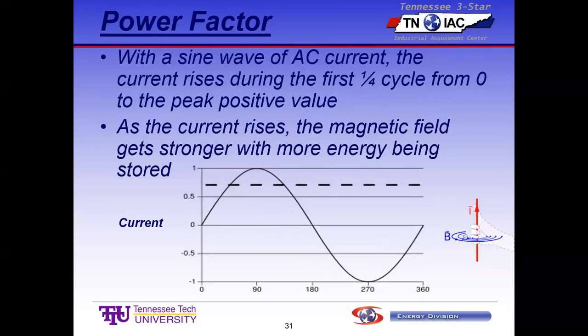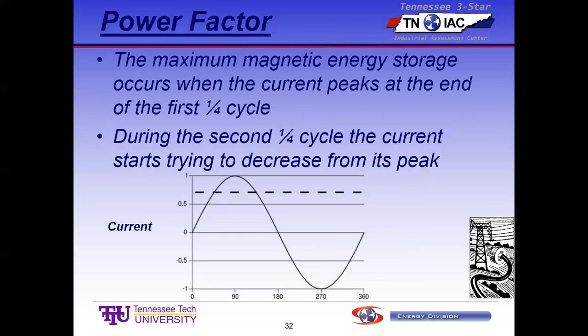So, with a sine wave of AC current, the current rises during the first quarter cycle from zero to the peak positive value. So current comes up from here to here, and as the current rises, the magnetic field gets stronger, with more energy being stored in the magnetic field. Maximum magnetic energy storage occurs when the current peaks at the end of the first quarter cycle. So up here, we've got maximum storage.